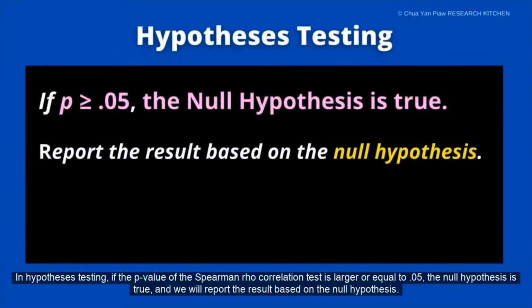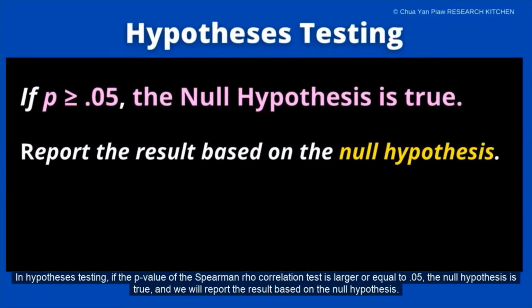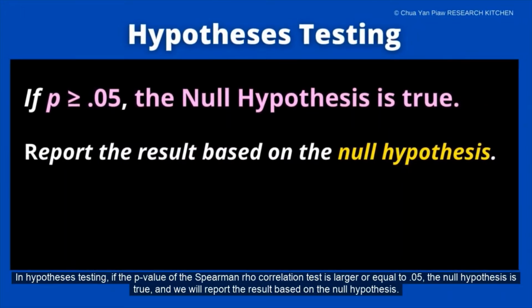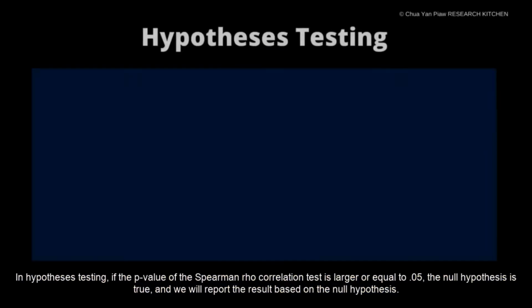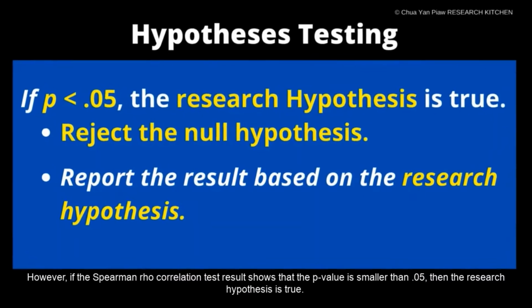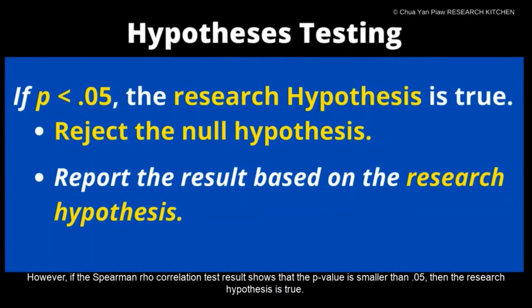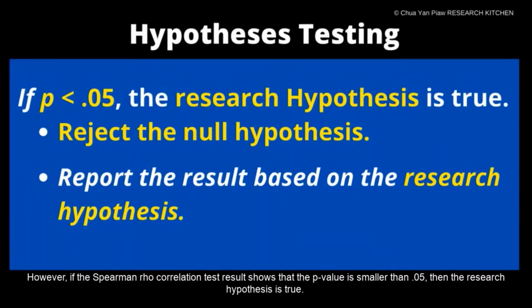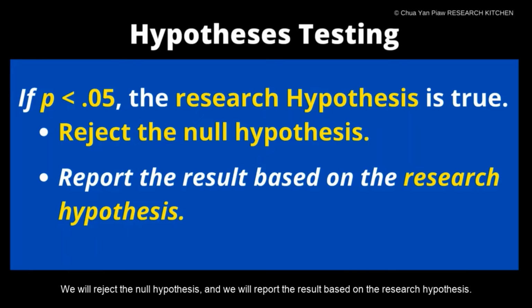In hypothesis testing, if the p-value of the Spearman Rho correlation test is larger than or equal to 0.05, the null hypothesis is true, and we will report the result based on the null hypothesis. However, if the Spearman Rho correlation test results show that the p-value is smaller than 0.05, then the research hypothesis is true. We will reject the null hypothesis and we will report the result based on the research hypothesis. This concept must be very clear before we analyze the data in SPSS.